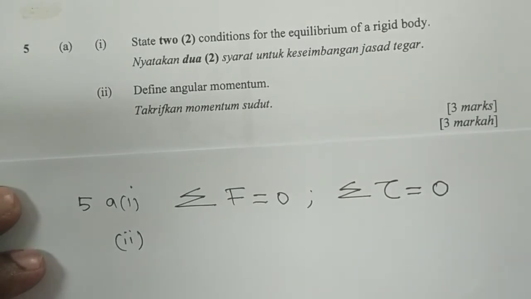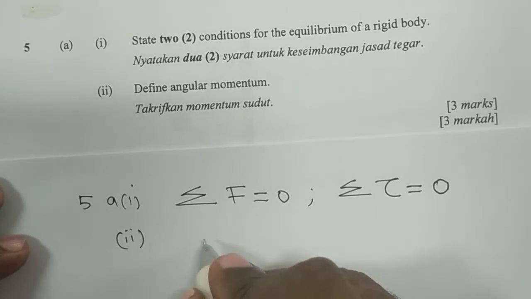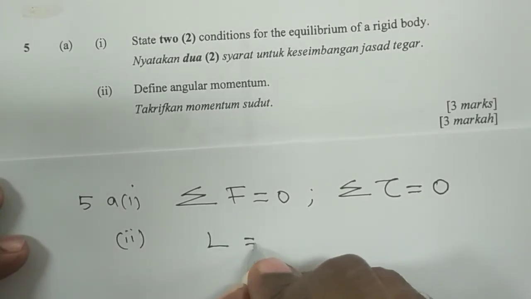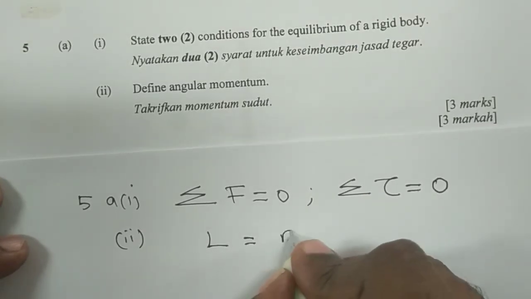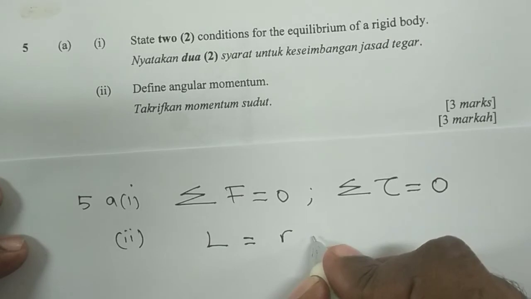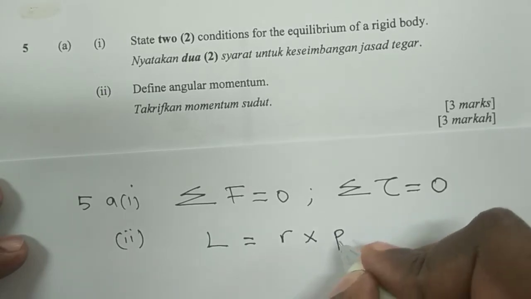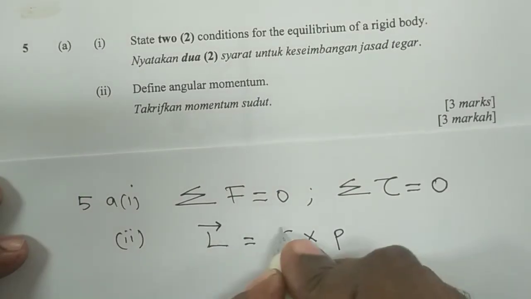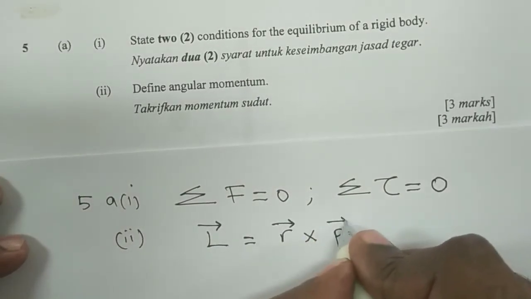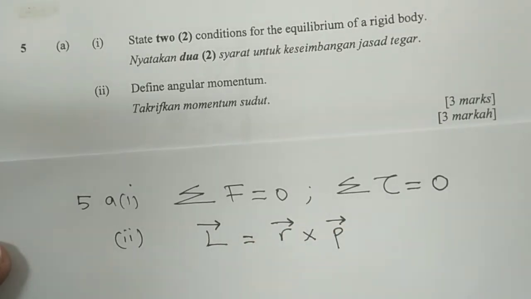Part 2. Define angular momentum. Angular momentum L equals the cross product of the distance of the particle from the axis of rotation and the linear momentum. It shows this vector quantity.